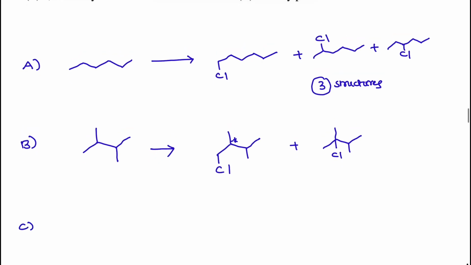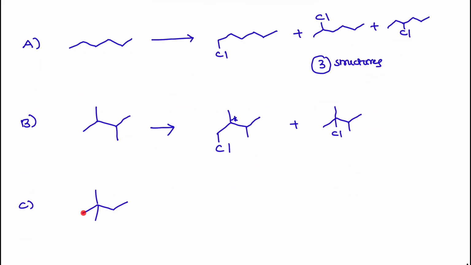2,2-dimethylbutane. You do chlorination here or here or here, the result is the same. Here the result is different. Here the result is different. Here you are getting 3 structures. So structural isomers we are getting 3. This is the second one.